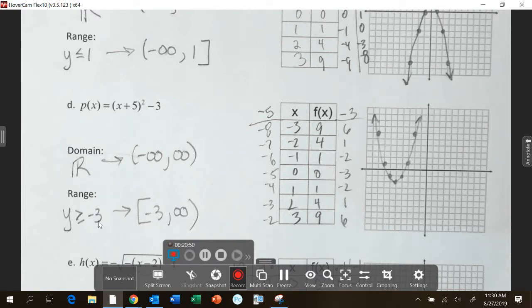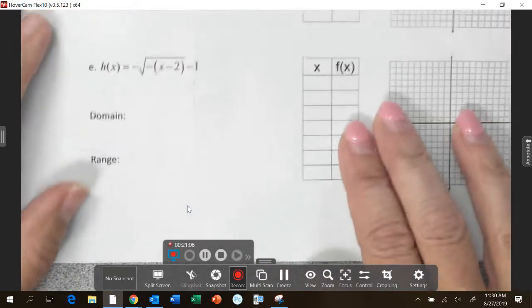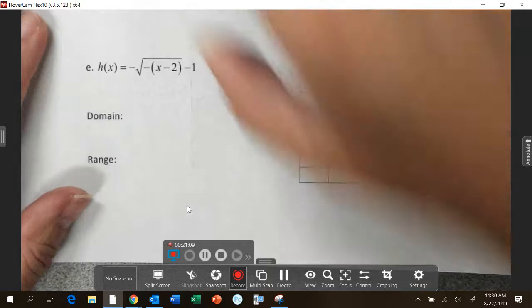Remember, that's the stuff that will be on the quiz. And then not on the quiz, interval notation. Begins at -3 with a bracket, goes to positive infinity. Okay? Our last example is example E. And I gave you a hard one just to see who could do it.